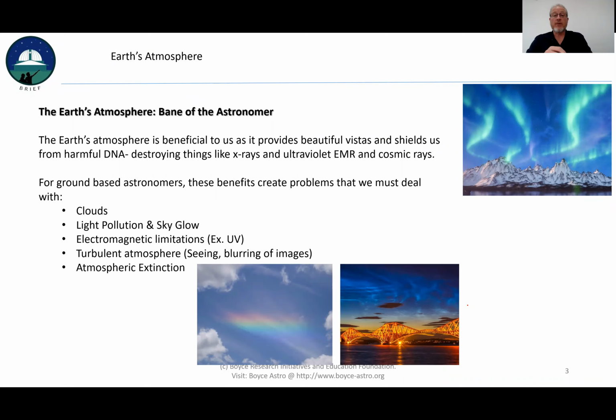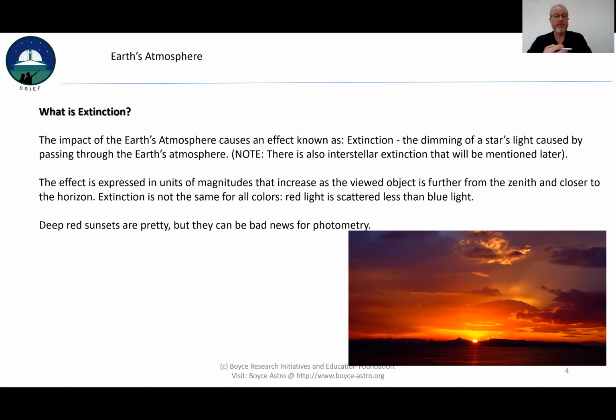For ground-based astronomers, these benefits create problems we have to deal with: clouds, light pollution and sky glow, electromagnetic limitations, turbulent atmosphere, and atmospheric extinction. What is extinction? The impact of the Earth's atmosphere can cause an effect known as extinction. We highlight this also in our video series on extinction, if you'd like to review that for further reference. This is the dimming of a star's light caused by passing through the atmosphere. Note, there is also interstellar extinction that will be mentioned later.